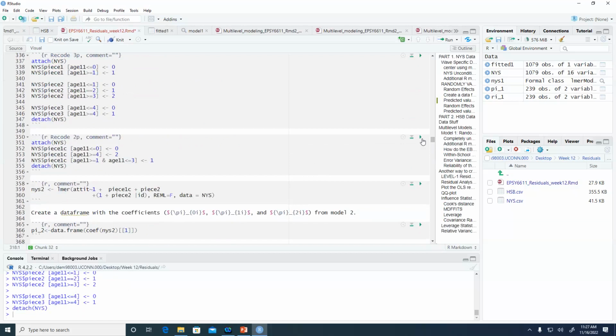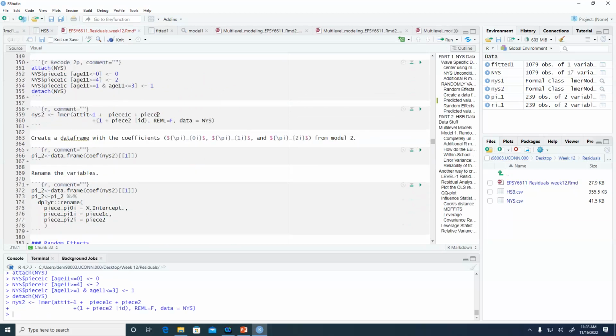So we can do the piecewise model. This is going to be NYS2. Again, this is our two-piece piecewise model that we did before. We can create a data frame with the coefficients from model 2. Remember how I talked about the randomly varying slopes and intercepts?